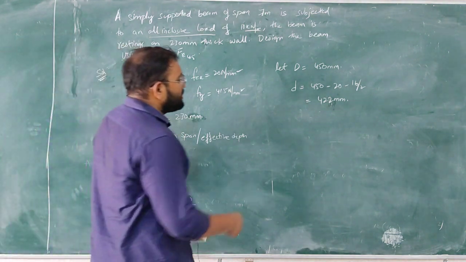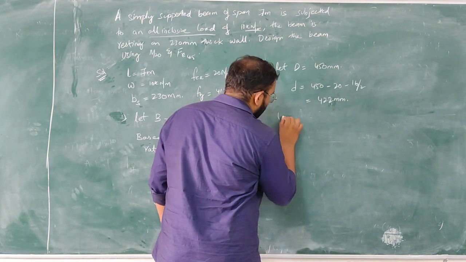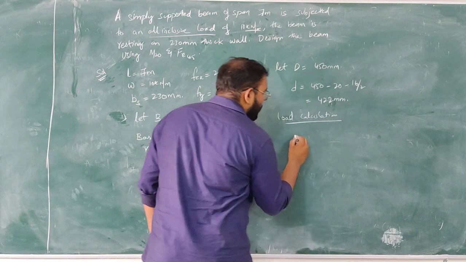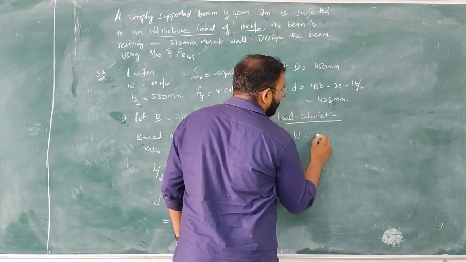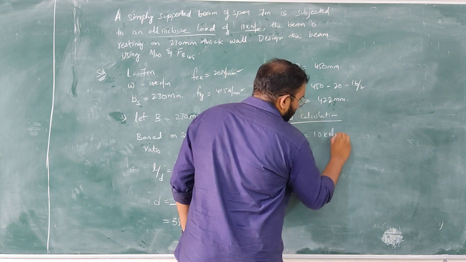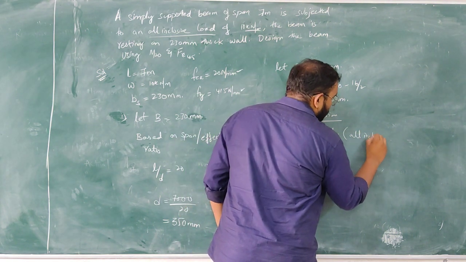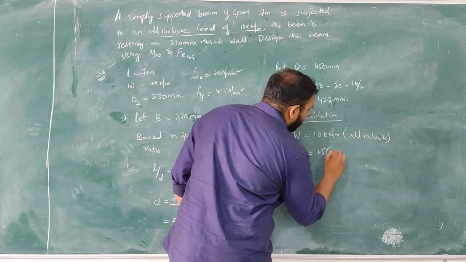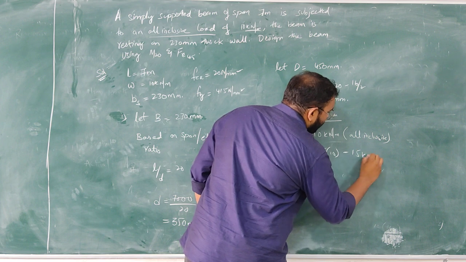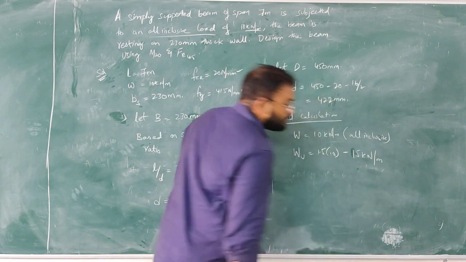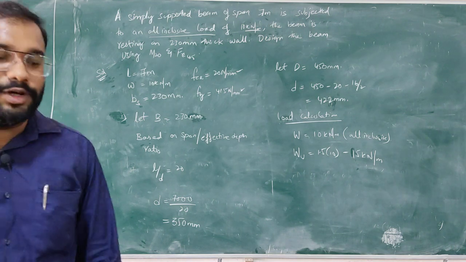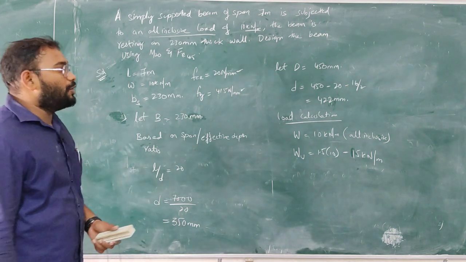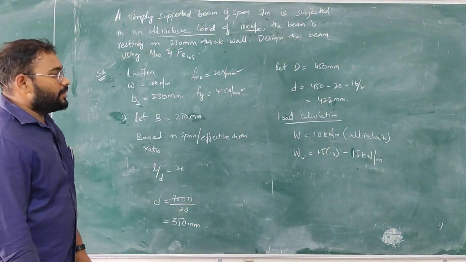Now the next step is load calculation. You do not need to do any load calculations here. Simply multiply the given load by the factor of safety, because this is an all inclusive load. You write down here 10 kilonewton per meter, which is all inclusive. Now Wu will be 1.5 into 10, which is equal to 15 kilonewton per meter. Why? Because this is an unfactored load. You need to multiply it with the factor of safety. The factor of safety for load is always 1.5.